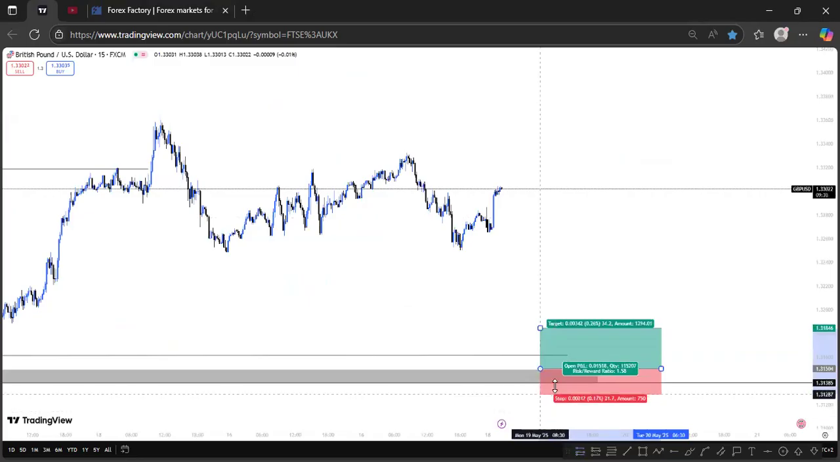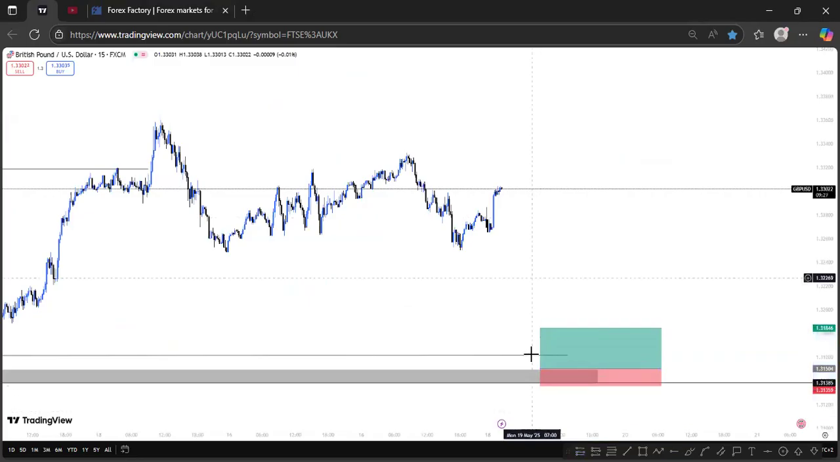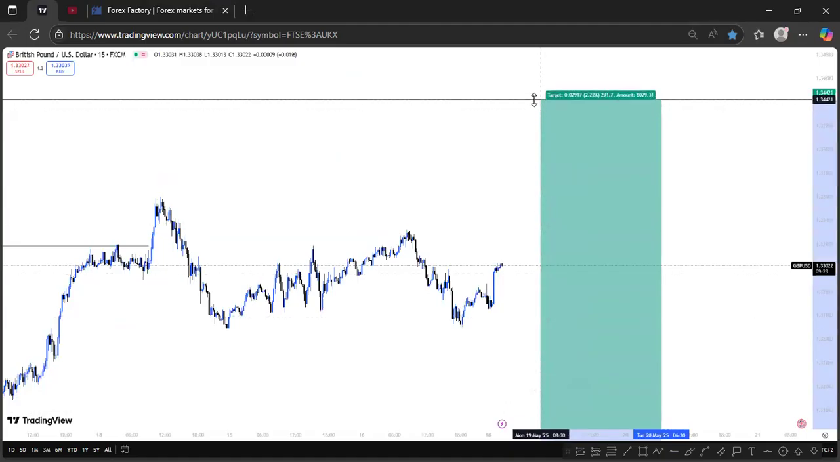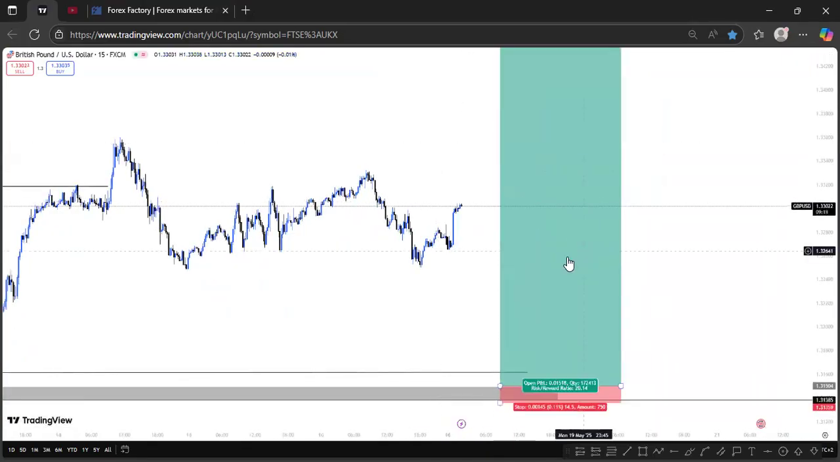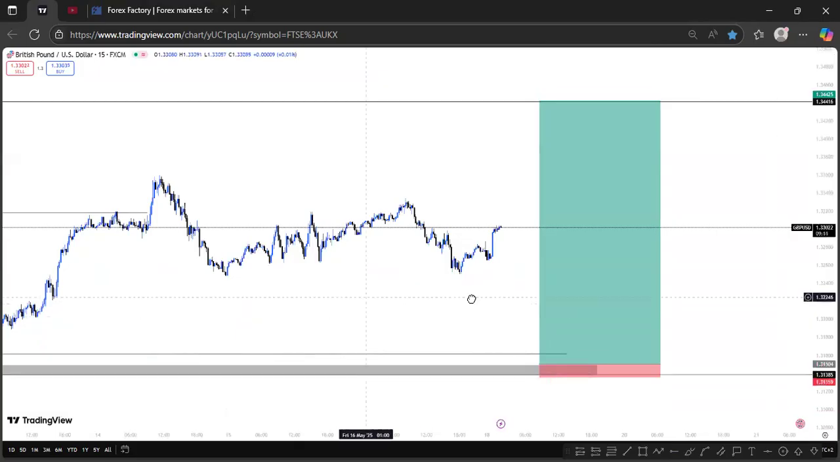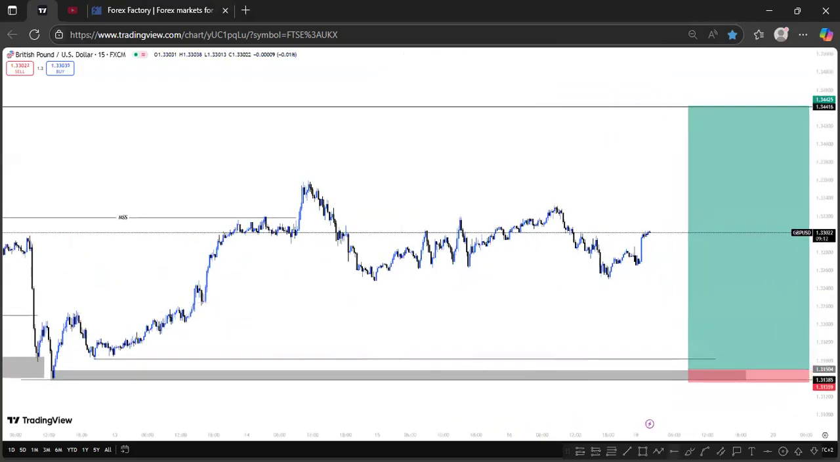Our stop loss is just below the swing low, 14 pips. And our take profit is going to be 292 pips. That is a 1:20 risk to reward. So guys, this is my complete technical analysis on GBPUSD.